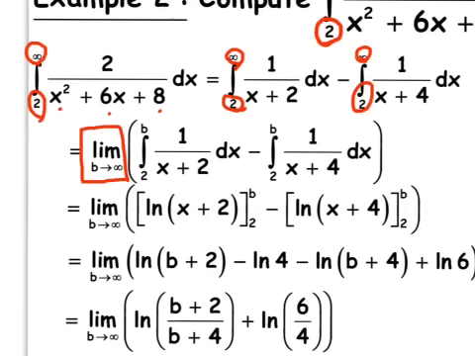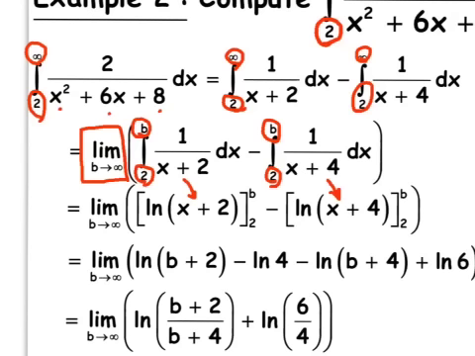So we have the limit as b goes to infinity of the definite integral from 2 to b of 1 over x plus 2 dx minus the definite integral from 2 to b of 1 over x plus 4 dx. Now we can do antiderivatives. Now it's okay to do that. So the antiderivative of 1 over x plus 2 is the natural log of x plus 2. The antiderivative of 1 over x plus 4 is the natural log of x plus 4.